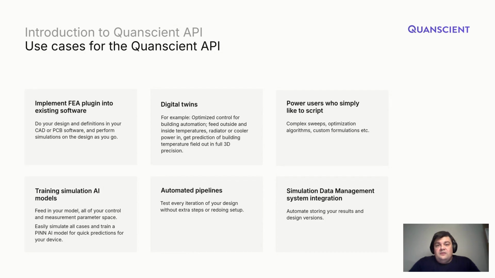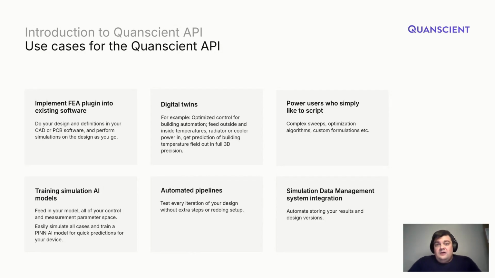As many of you may know, there are many techniques to actually do simulations with AI these days. For example, physics-informed neural networks are a popular choice. With Quanscient, you can simulate all of your parameter space and then use that as a training input for your model to get quicker predictions.